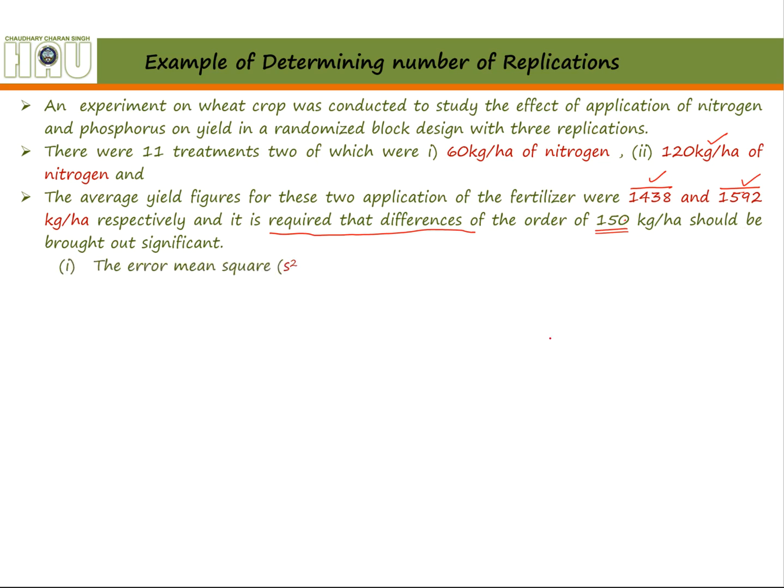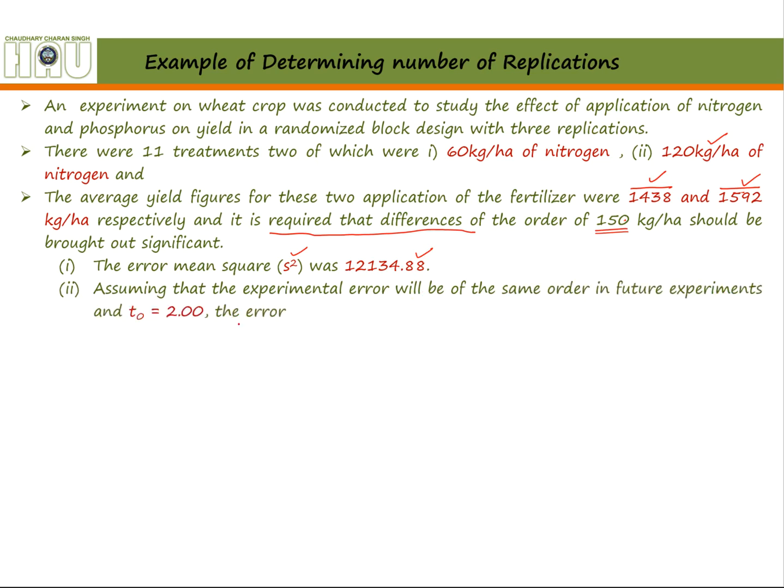First of all, the error mean square S square was supposed to be 1213.88, assuming that the experimental error will be of the same order in future experiments. Your critical value of t is 2, the error degrees of freedom is 30, and there are 11 treatments, as I have already mentioned. Clear? And I am interested in only two treatments where this amount of nitrogen was applied. So, how many replications can you get from this experiment?